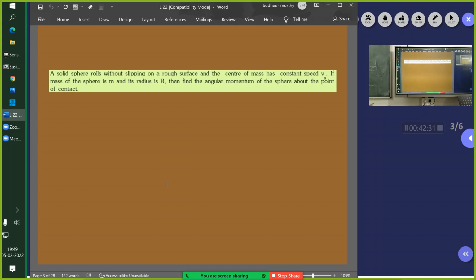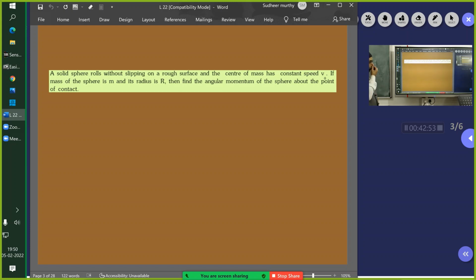Draw one diagram and then you can analyze, or you can imagine, you can do it without diagrams. So you will calculate the angular momentum about the center, and then using the parallel axis theorem, you will shift it to the point.